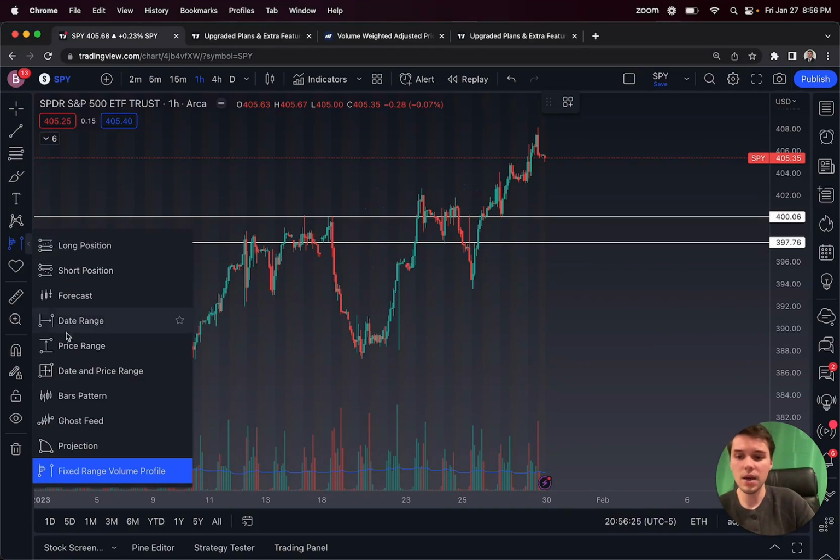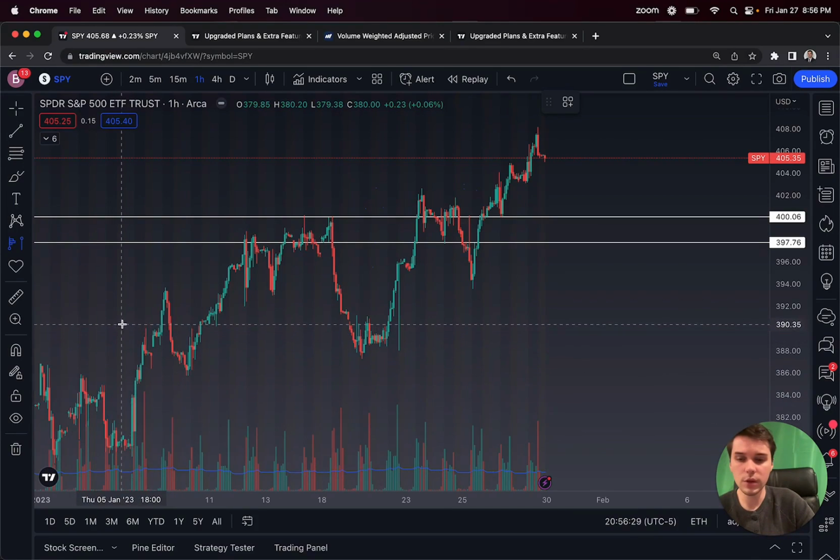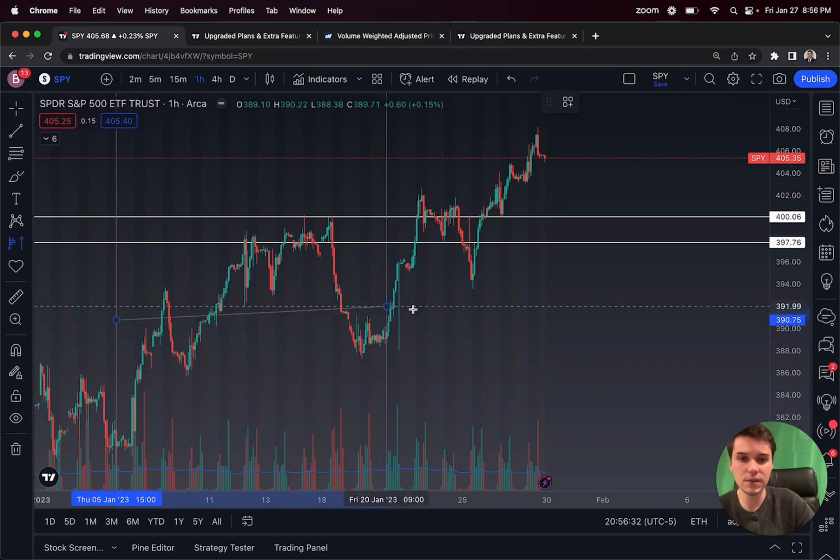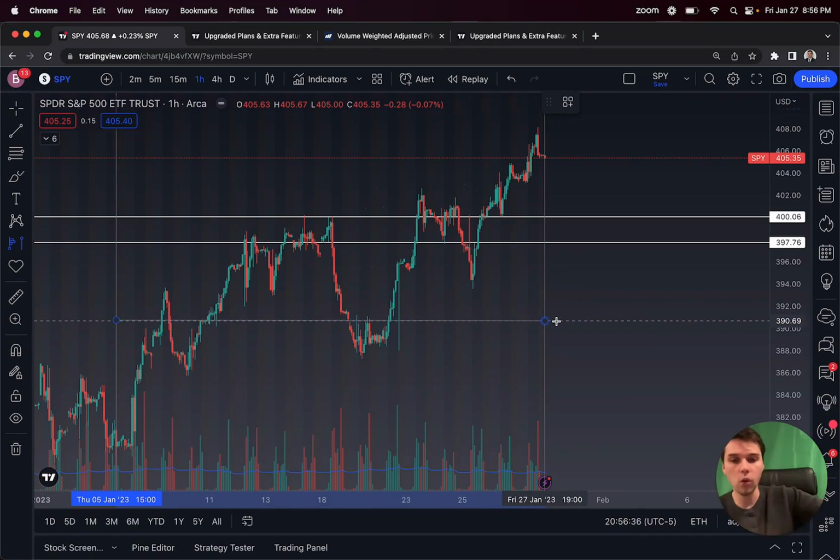Click on the arrow and then add the fixed range volume profile. So add the fixed range volume profile. And then what we're going to do is draw a range from the left to the right. Doesn't matter if it's up or down. We're just encapsulating this whole data piece.